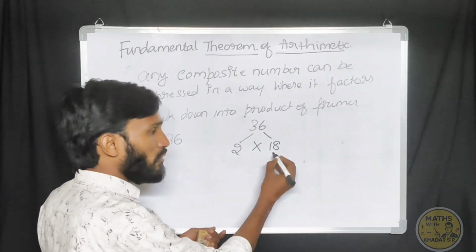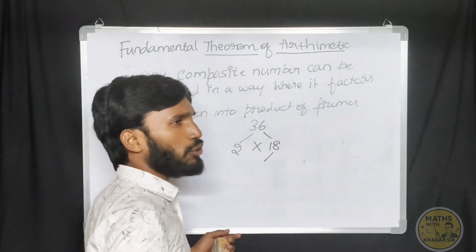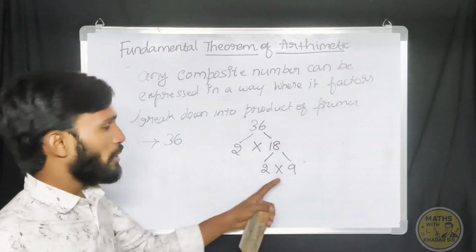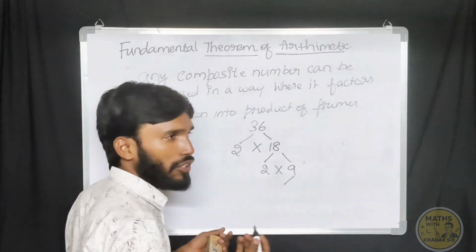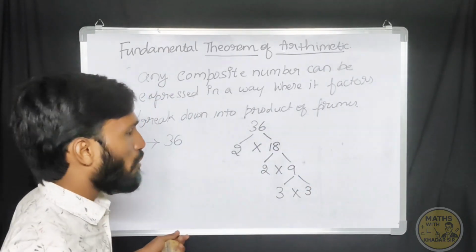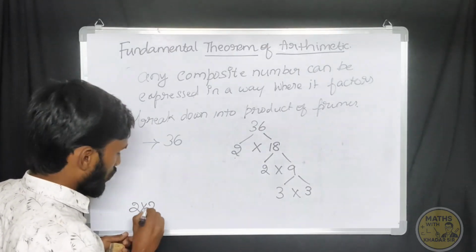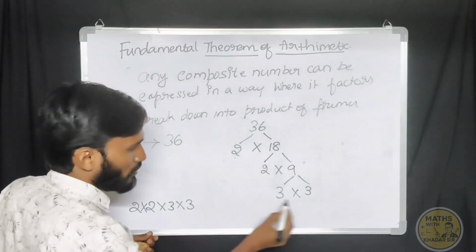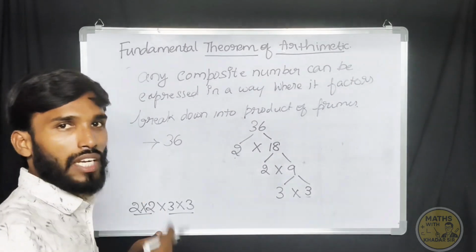Composite. Now we have to convert this composite into a product of primes. Now again, 2 table, how many times? 2 into 9. Again, 2 is a prime number and 9 is a composite number. Again, convert this 9 into a product of primes. 2 table? No. 3 table? 3 into 3. Now see the beauty of this theorem. What is that? 2 into 2, again 2 into 3, 3 into 3. Now see how many 2's are here, how many 3's are here. Two 2's are there and two 3's are there.